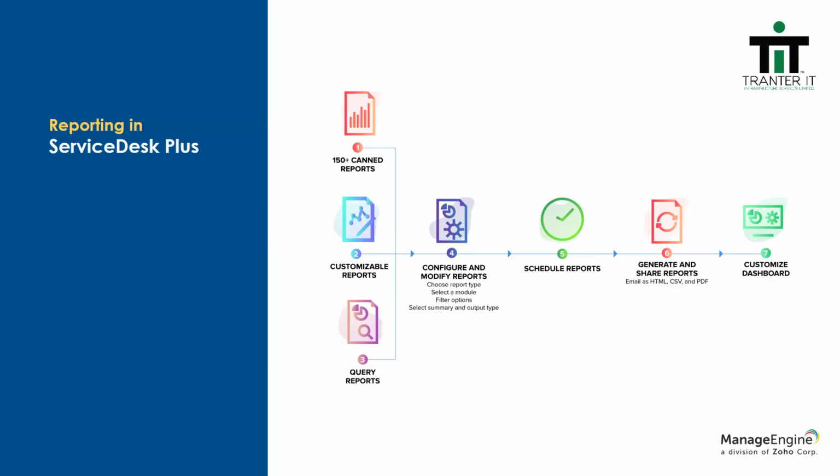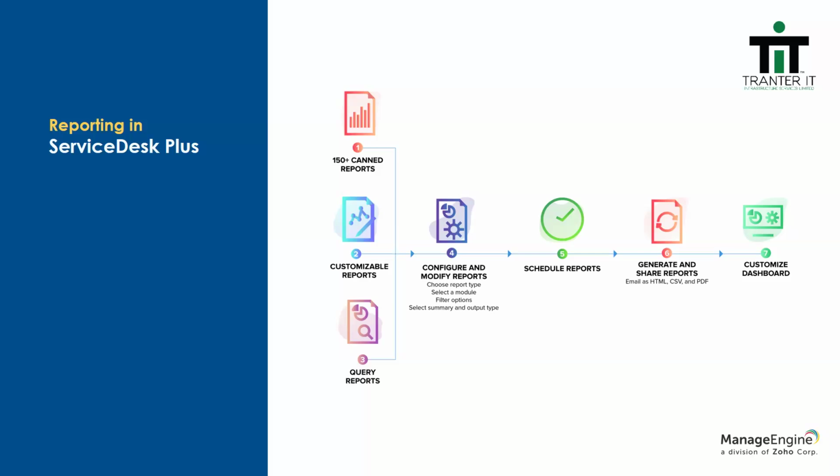Scheduling of reports. We can create a report once and allow it to always go out at every given time. So when I'm creating a report on the count of closed incidents today, I can say, okay, on a daily basis, at 5 p.m.